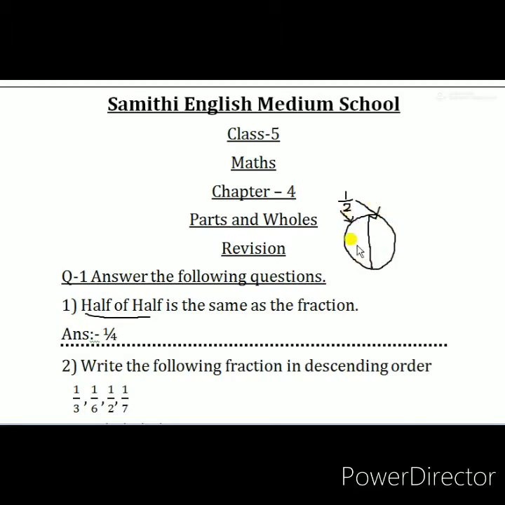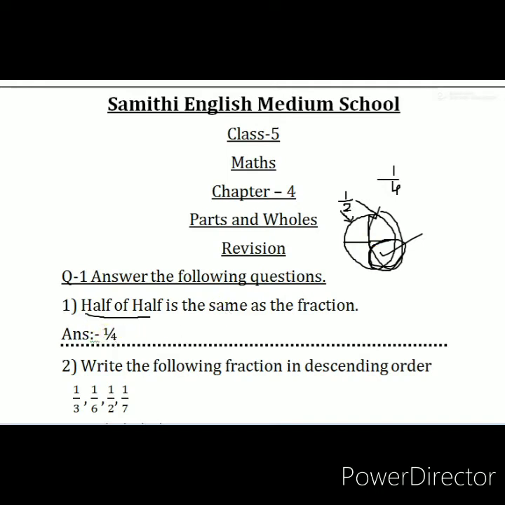Now, if we divide 1/2 of this circle again, what will be the fraction of this part? See, if we divide this into 4 parts, this 1/2 we divided, and the other also we have divided. Now, how many parts are there in total? 4 parts. If we take this one part, we can write 1 upon 4. This is the half of half. So half of half we can write as 1 by 4, or 1 upon 4. This is the answer I have written here.